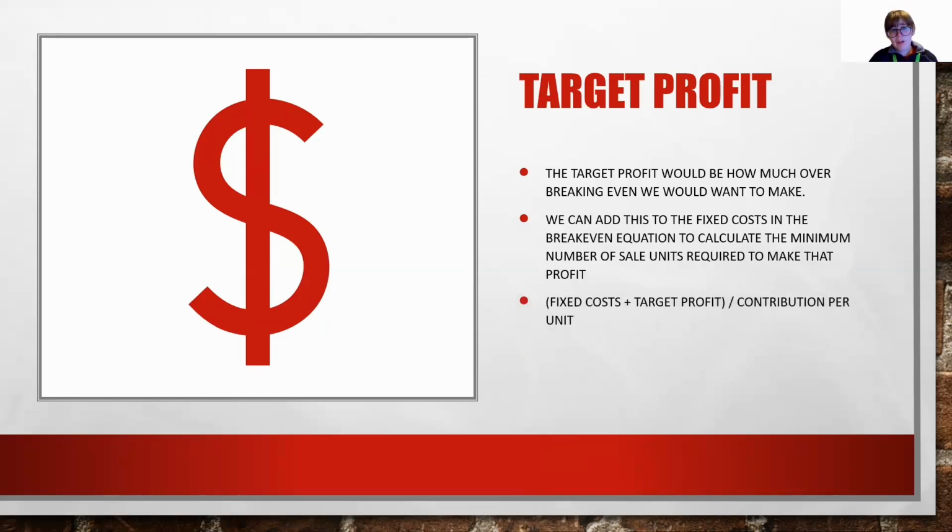So we just do our fixed costs plus our target profit divided by our contribution per unit. If instead we want to do that from a sales revenue point of view, we do exactly the same calculation, but this time we are going to divide once again by our contribution to sales ratio. This is going to be used to calculate the sales revenue target.